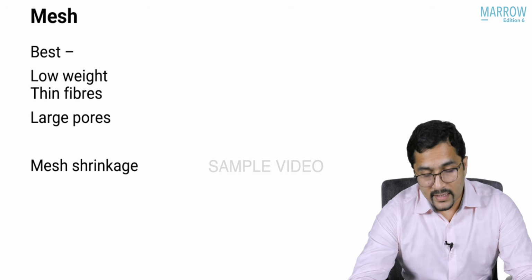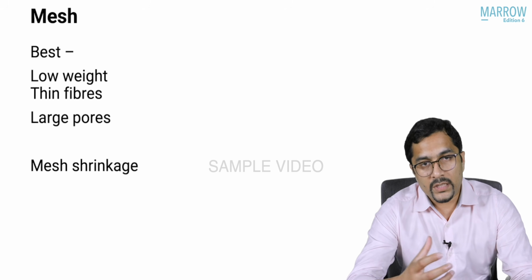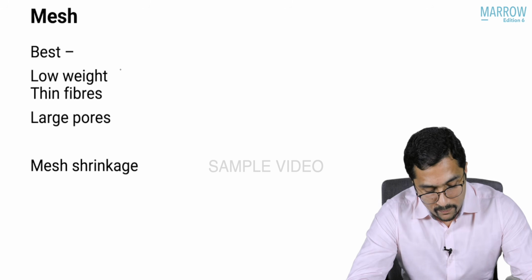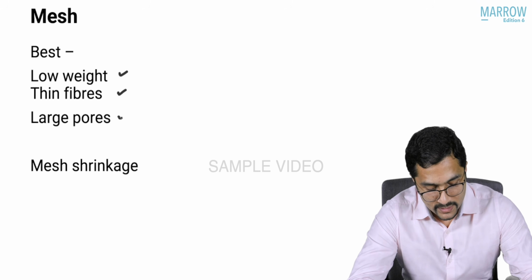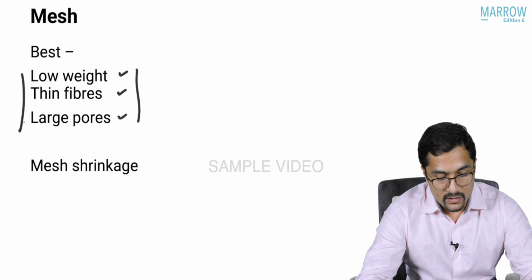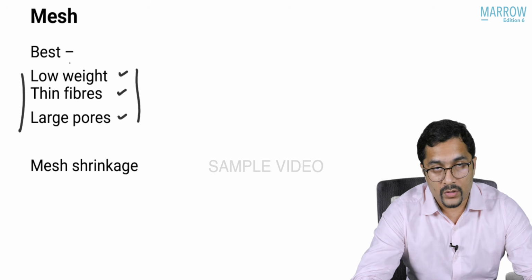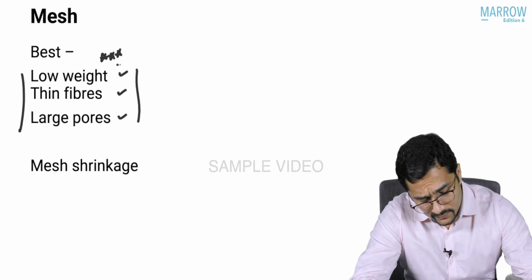Now, questions regarding mesh materials and the best mesh composition have been asked in the exam. So the best mesh is a low weight mesh with thin fibers and large pores. This is very important. Low weight with thin fibers and large pores. This you should know. This has been asked in all possible exams.